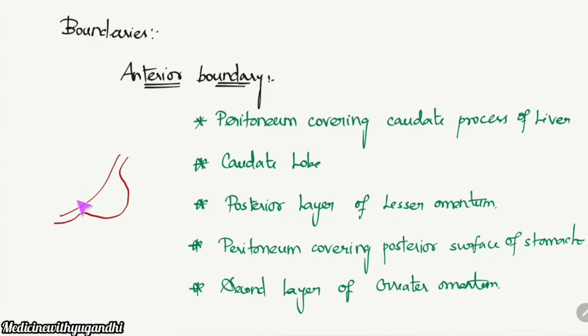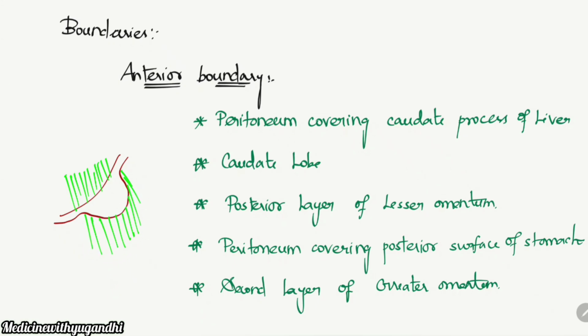Hope you all know that the lesser omentum is attached to the lesser curvature of the stomach and to the porta hepatis of the liver, and the greater omentum is a continuation of the lesser omentum. The lesser omentum splits into two layers, the anterior layer and the posterior layer, to enclose the stomach. After enclosing the stomach, they continue downwards as the first and second layer of the greater omentum.